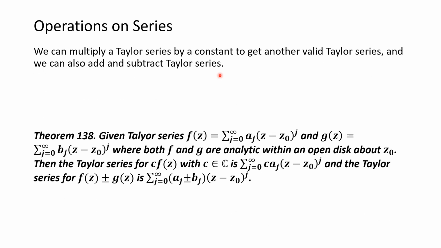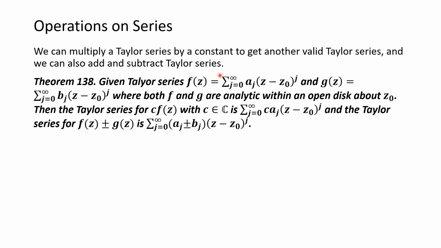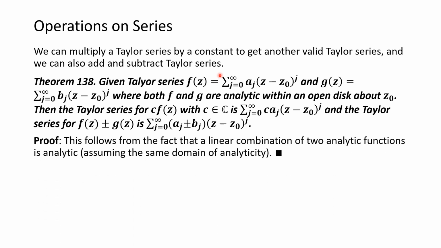Okay, we have a few basic operations we can perform on series, and it's pretty much what we've seen in calculus. So if you're given a Taylor series, f of z equals this here, where you have your coefficients a sub j, and then another Taylor series where the coefficients are b sub j. Both of them are centered about z sub 0, and they're analytic in the same open disk about z sub 0.